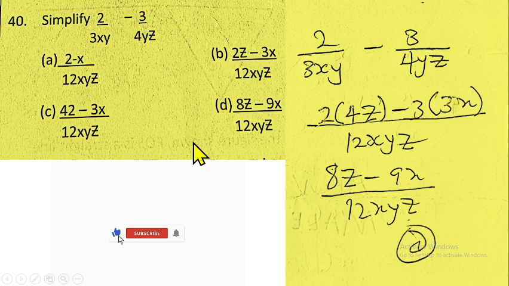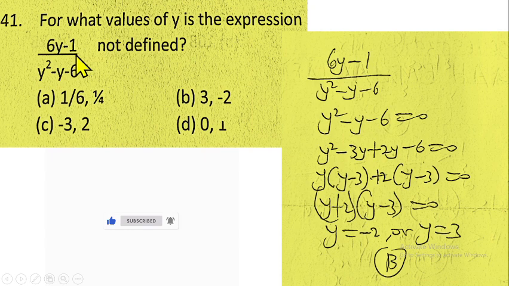So that means our answer is this, and option D is the correct option. Question number 41. For what values of y is this expression, 6y minus 1 over y squared minus y minus 6, not defined? I think we have done something like this before today in this video. This fraction will be undefined when the denominator is equal to 0. So you have y squared minus y minus 6 equal to 0. This is a quadratic equation that you have to solve. When you solve it, you have y plus 2 into y minus 3 equal to 0. In this case, your y will be minus 2 and 3.